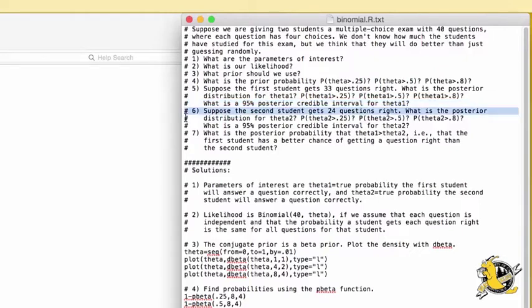Now thinking about the second student, suppose they get 24 questions right. What's the posterior distribution for that parameter? What's the posterior probability it's greater than 1/4, 1/2, or 0.8? And what's a 95% credible interval for it? Finally, what's the posterior probability that theta1 is greater than theta2, that the first student has a better chance of getting a question right than the second student?